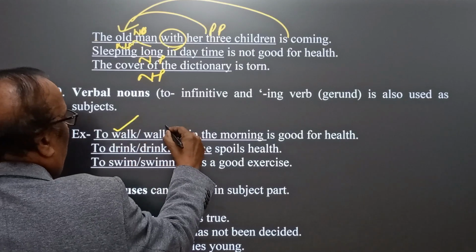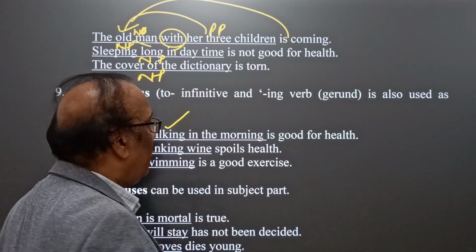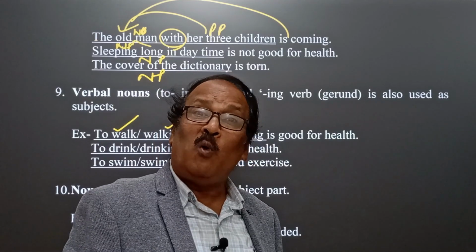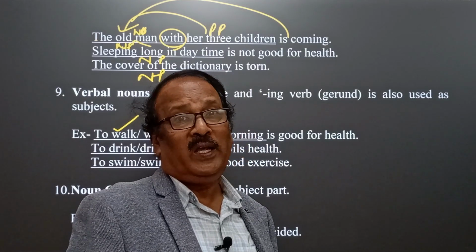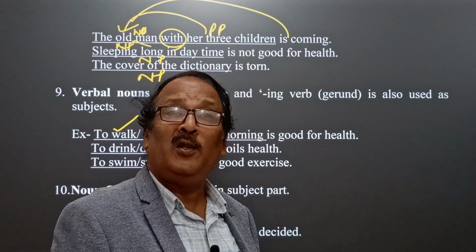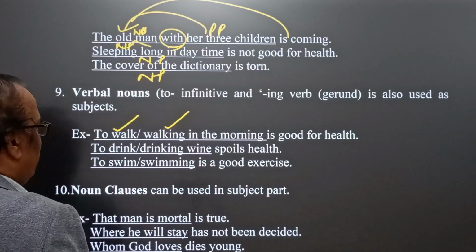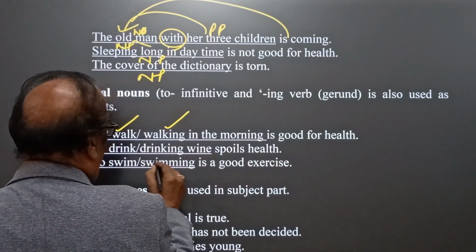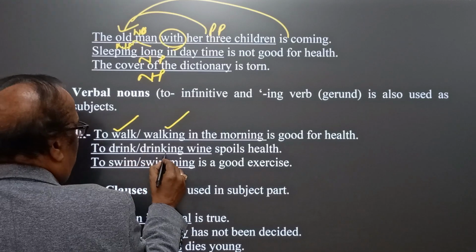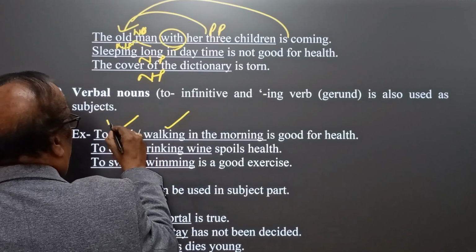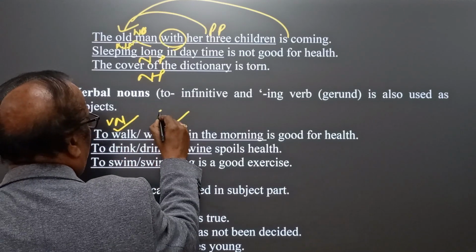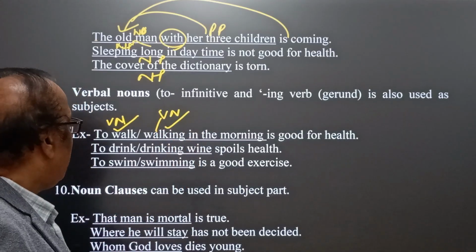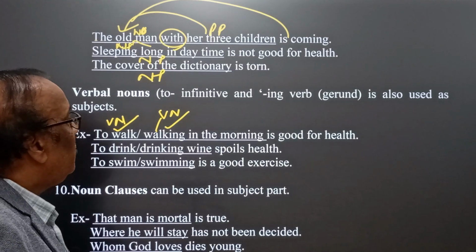To walk or walking in the morning is good for health. We may say to walk in the morning is good for health, or walking in the morning is good for health. So you see, listen how. To drink or drinking wine spoils health. To drink, verbal noun, and walking also a verbal noun. So here we find verbal nouns, and therefore in the morning is good for health.